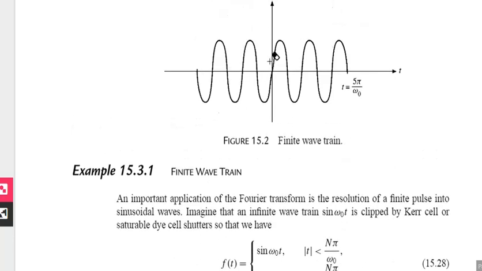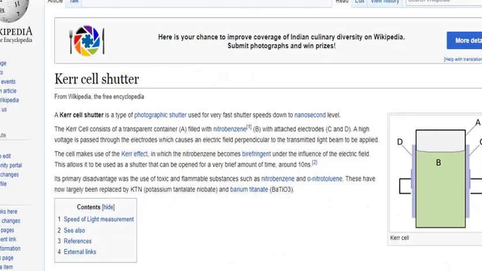So from this whole wave train, a small part is cut using a Kerr cell. What is a Kerr cell? A Kerr cell shutter is a type of photographic shutter used for very fast shutter speeds, down to nanoseconds. The Kerr cell makes use of the Kerr effect, in which nitrobenzene becomes birefringent under the influence of an electric field. This allows it to be used as a shutter that can be opened for a very brief amount of time, around 10 nanoseconds.